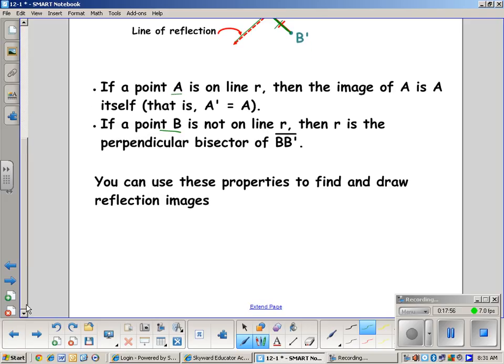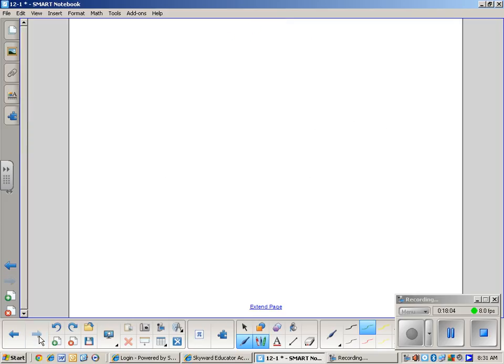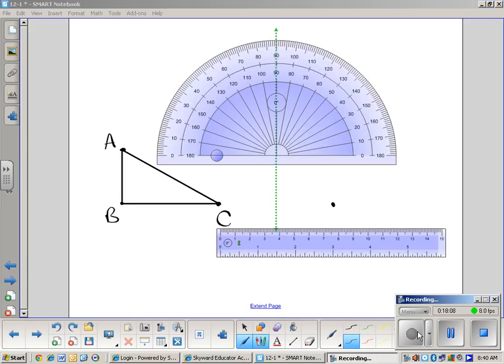You can use these properties to find and draw reflection images. Okay? So, let's practice one. Let me pause this for a second. To tell me to turn this back on. Sorry about that. Hunter, if you're at home wanting to look at this.